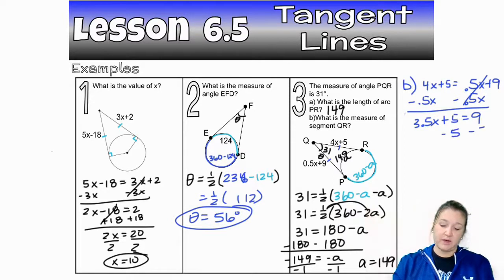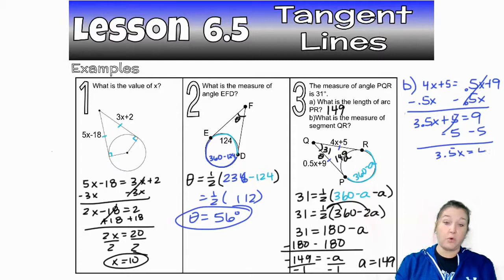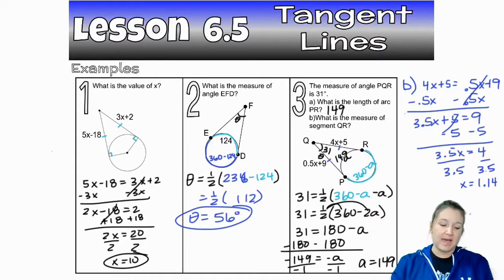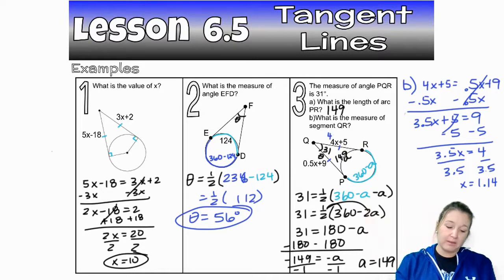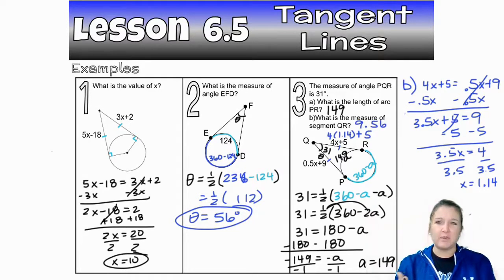And then I'll subtract 5 from each side, and 3.5x is equal to 4 now. Then I'll divide by 3.5 on each side. And x is equal to 1.14. Now, it asked me for the value of x. It asked me for that length. So I need to go back and plug it in for x. So I have 4 times 1.14 plus 5, that's going to be 9.56. And that's roughly because I kind of did some rounding with the 1.14, but that's going to be the measure of QR, roughly, rounding.